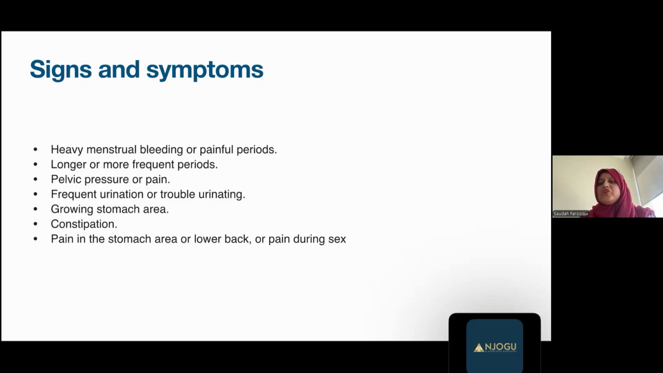It might put pressure on the rectum, not allowing it to empty like normal. That's why you get constipated, because the contents of the rectum are not moving because of the mass that is the fibroids. When it sits there for too long, you end up getting constipated. Another sign is also pain in the stomach area or lower back, or pain during sex, which we already talked about.